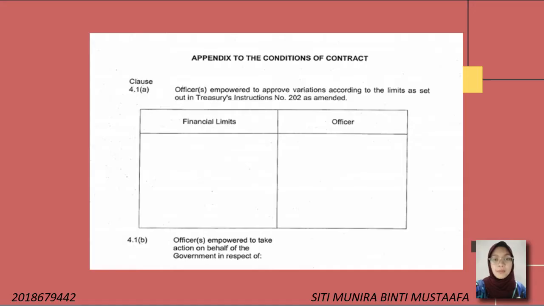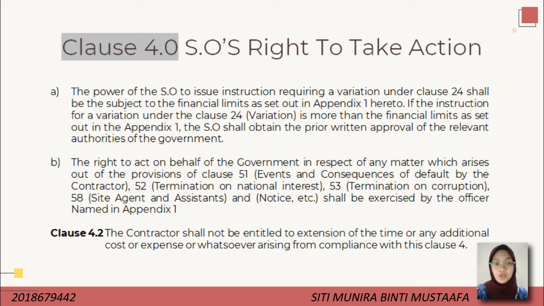Jadi ini saya nyatakan contoh Appendix 1 di dalam kontrak dokumen, iaitu in the contract document there is a table that will state the financial limit and which officer will be responsible for it. If the instruction for a variation under clause 24 is more than the financial limit as set out in Appendix 1, the SO shall obtain the prior written approval of the relevant authorities of the government. Jadi seandainya VO melebihi had kewangan seperti di dalam kontrak atau Appendix 1 tadi itu, pegawai tersebut perlu mendapatkan persetujuan bertulis dahulu daripada pihak berkuasa pemerintah yang terlibat dengan projek tersebut.